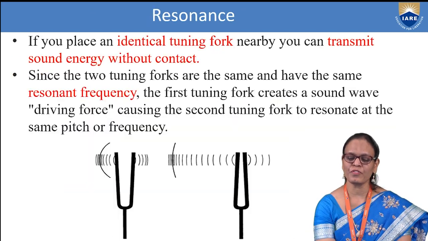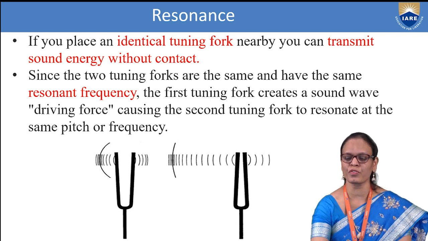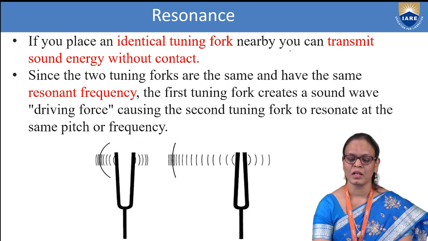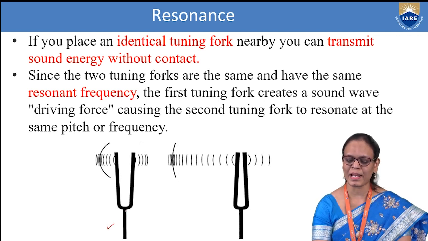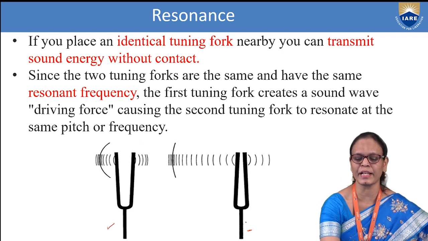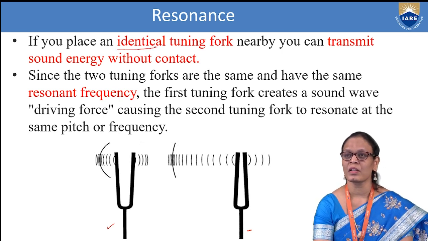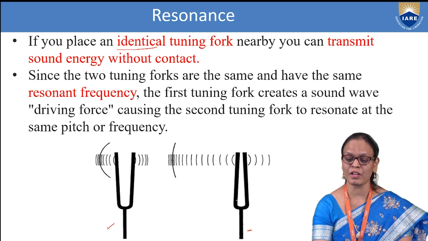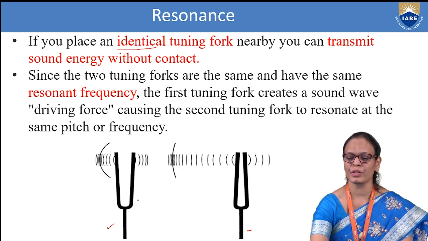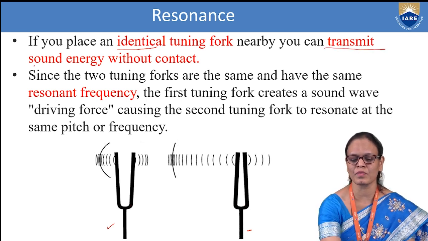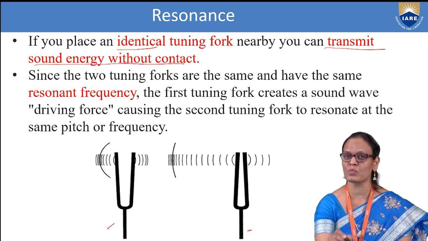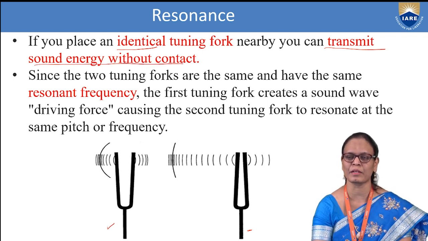Now, if you place an identical tuning fork nearby, suppose this is the tuning fork which is vibrating now, we are placing one more tuning fork very near to it. This is the vibrating tuning fork and we are bringing an identical tuning fork. The identical is very important here. If it is identical in frequency, then you can transmit the sound energy without contact. That is what we are going to understand in this experiment.